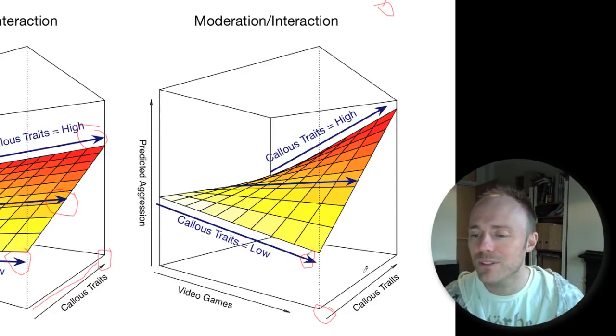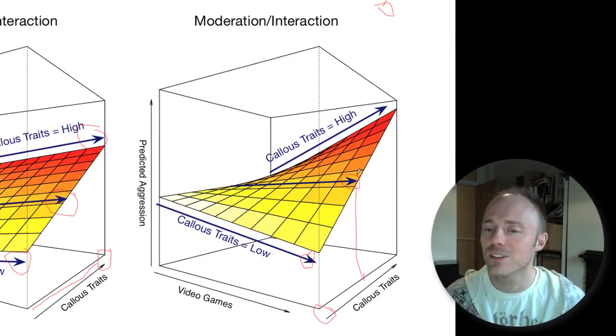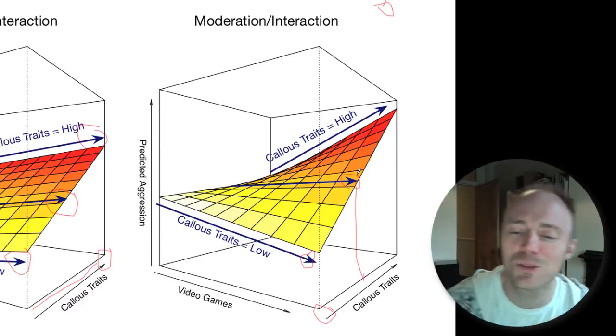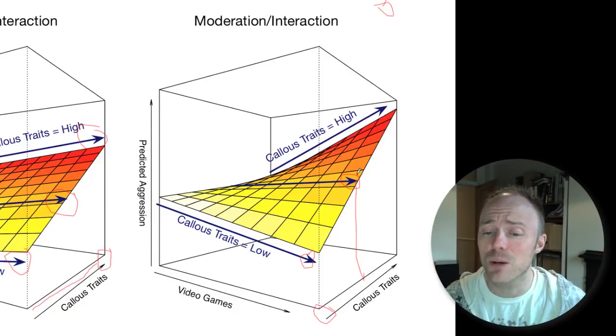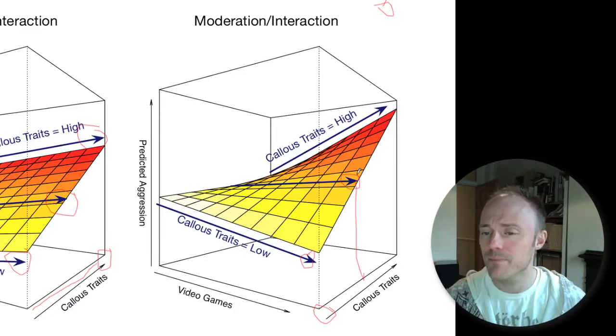What about medium levels of callous traits now? So we're looking kind of here. Again, we've got another blue arrow indicating the sort of shape of the relationship between video gaming and aggression. And this arrow is pretty flat. So it's kind of showing that there isn't a relationship between video gaming and aggression.